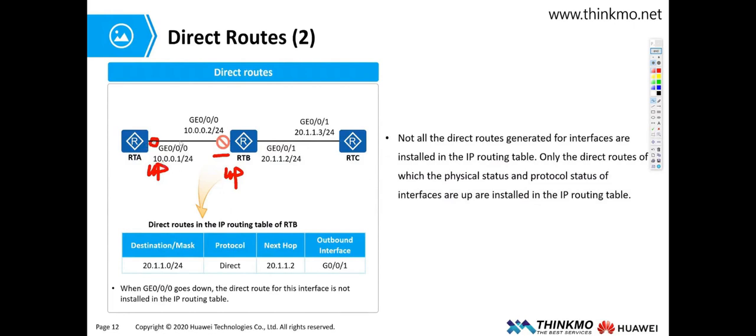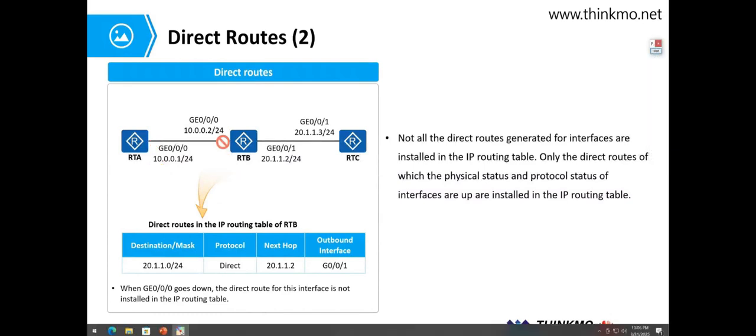In other words, both my own interface and the interface I am connected to need to be in an up state, and my interface must be configured with an IP address. Only then will a directly connected route be generated in my routing table. If my GigabitEthernet 0/0/0 interface encounters a problem, it will not appear in my routing table, and this direct route will fail to be generated.